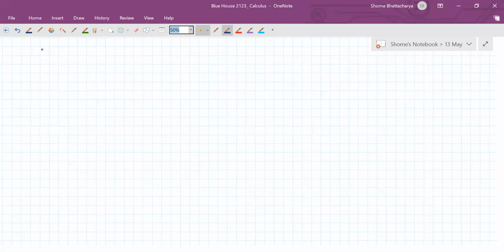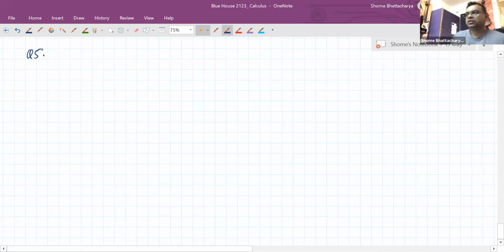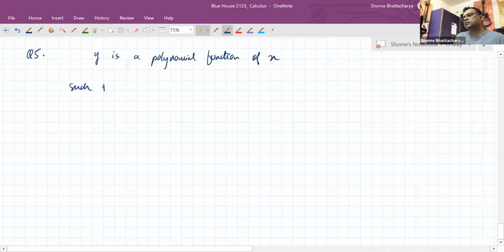So in question 5, there is some information given to us indirectly about the function y. Okay, y is a polynomial function of x, but such that now this all information is given that derivative of y or differentiation is a quadratic function. Okay. So if this is a quadratic function, what does it imply? It implies that y, that must be a cubic function.